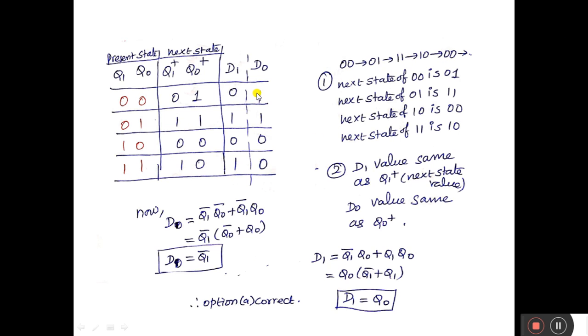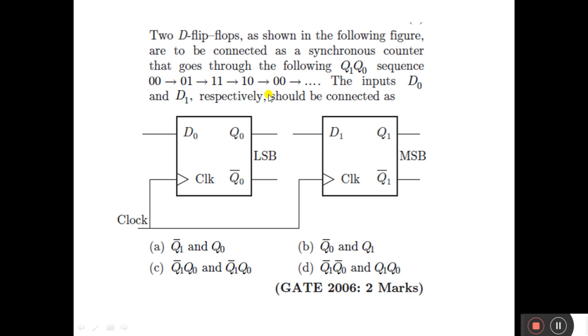Okay. Now write the expression for D flip flop. The question itself gave D flip flop only. So what is the expression for D flip flop? It is the same as the next state of Q. As per the D flip flop property, it is the same as the next state. So I can simply write this data here. Now, if I want to find the expression, the question is the inputs D0 and D1 respectively should be connected as.